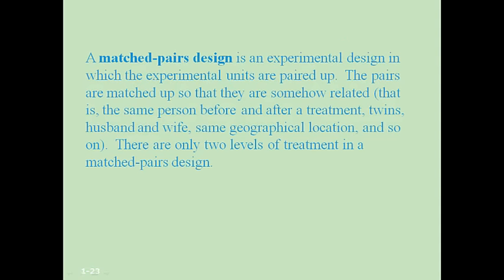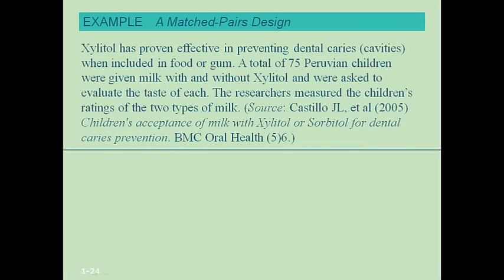A matched pairs design is an experimental design in which the experimental units are paired up. The pairs are matched up so that they are somehow related. That is, the same person before and after a treatment. Twins, husband and wife, same geographical location, and so on. There are only 2 levels of treatment in a matched pairs design. So just like we looked at the randomized design, let's look at an example of a matched pairs design experiment.